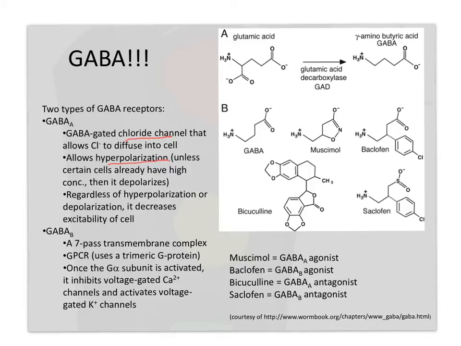Whereas GABA B is one of those transmembrane receptors, remember we talked about those that span 7 times, it's a huge complex. It uses a GPCR. What it does is it actually inhibits a calcium channel, okay? And it activates potassium channels. And then, as I mentioned, there are lots of different agonists and antagonists.